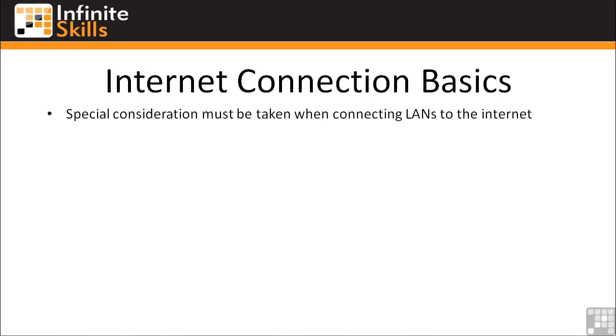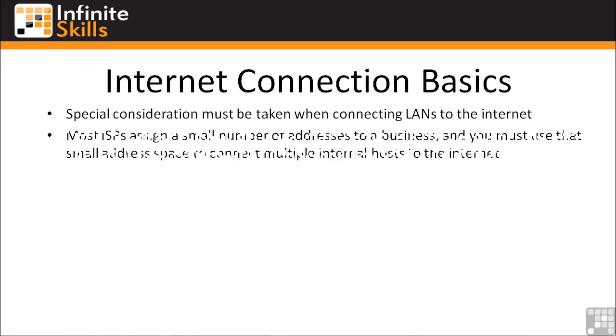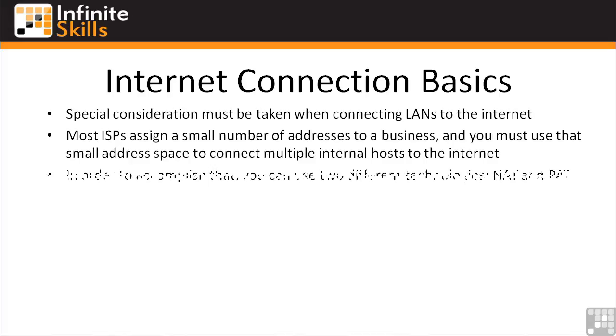The other reason you have to give special consideration is that most ISPs assign a small number of public addresses to a business, and you have to use that very small address space to connect multiple internal hosts to the Internet. For example, your ISP may give you 32 IP addresses, and you have 468 computers on your network. Well, how are you going to get 468 computers to use 32 IP addresses? Luckily, technology to the rescue. To accomplish that, you can use two different technologies, NAT and PAT.